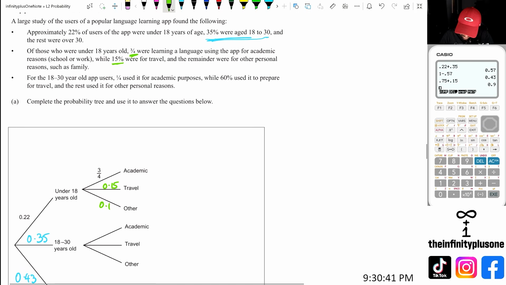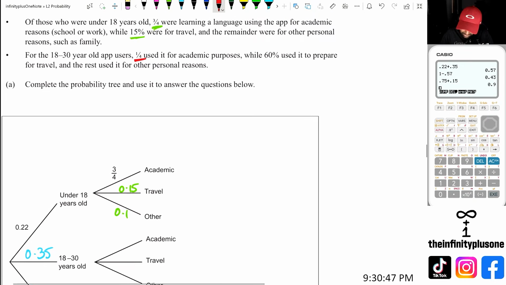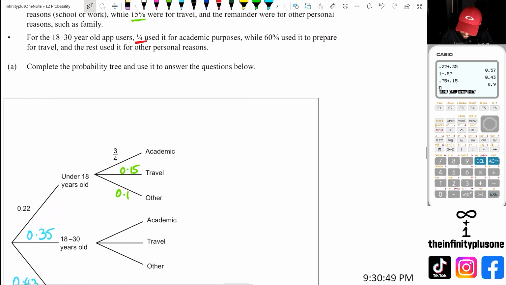Then for the 18 to 30-year-old app users, 1/4 used it for academic purposes. So that's this right here, 0.25. While 60% used it to prepare for travel. So this is 0.6. So we've got 0.6 plus 0.25 is 0.85. And if you do 1 minus that, you're going to get 0.15.